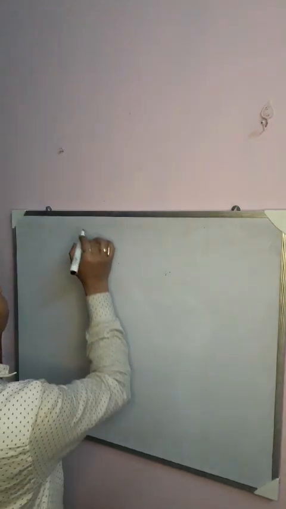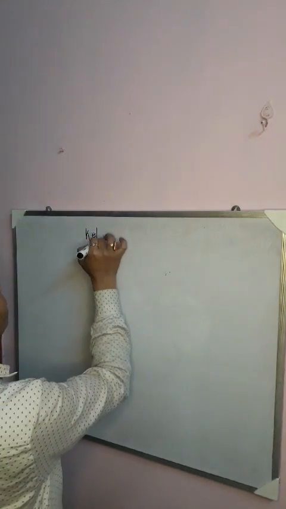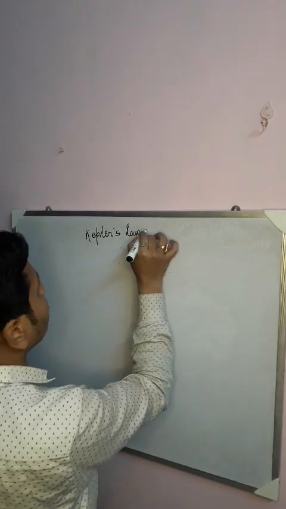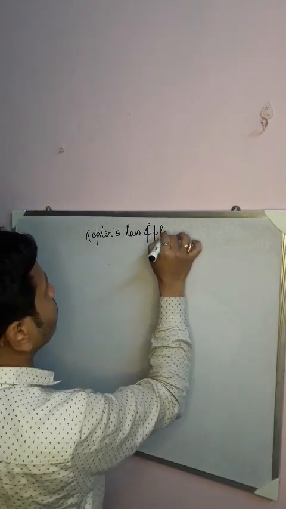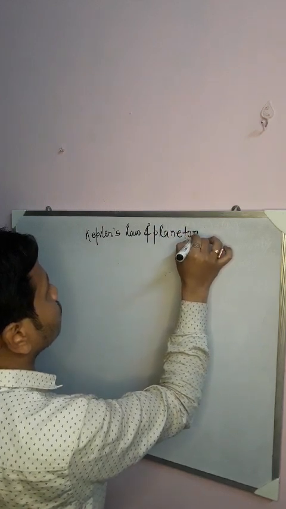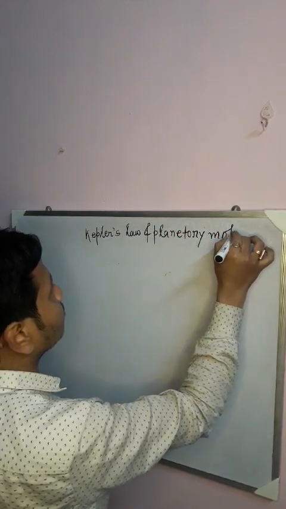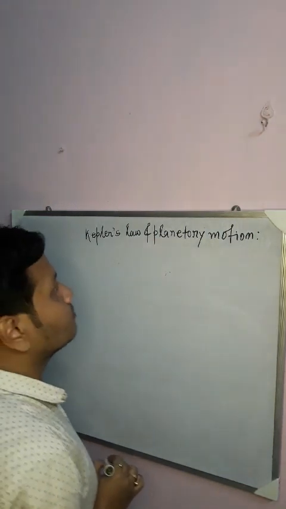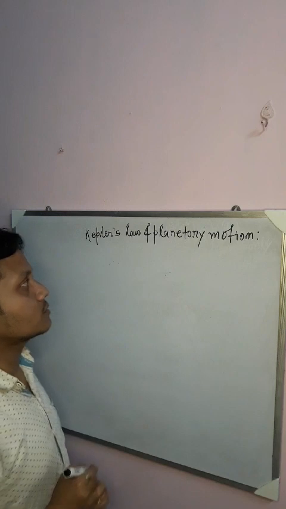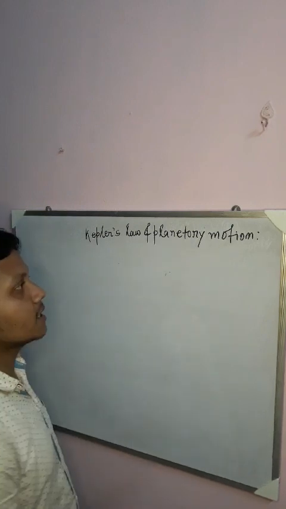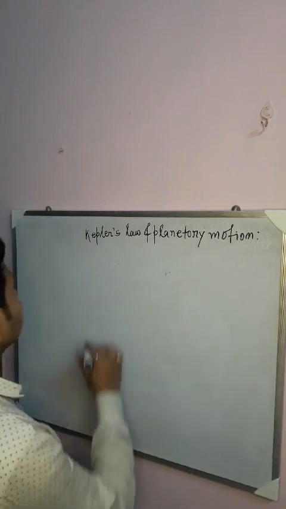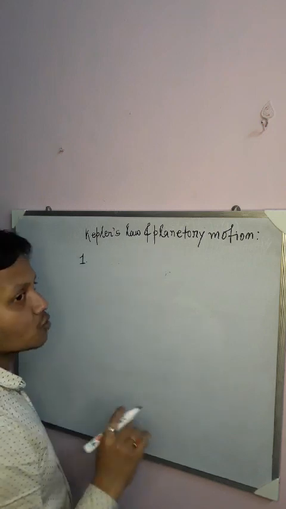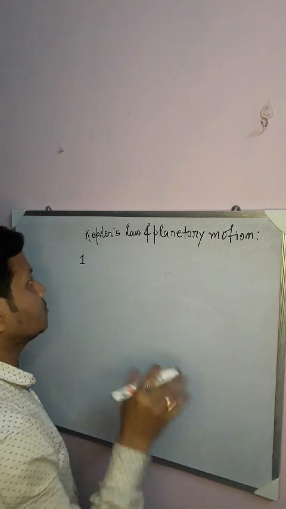Now our next task is Kepler's law of planetary motion. Kepler gave three laws based on central force planetary motion, which are very famous laws. We can explain the motion of planets and satellites by using these laws.